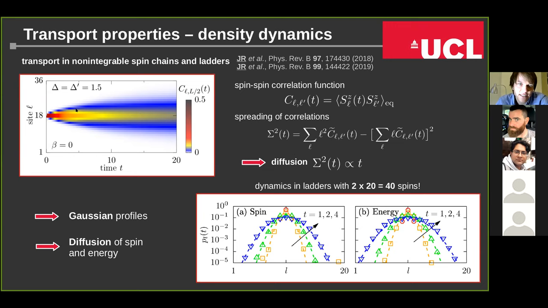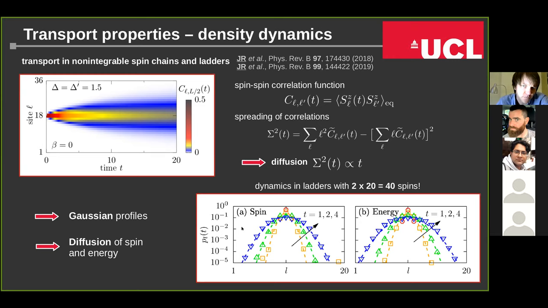Another thing you can do is you don't only look at the spreading of the correlations, but you look at cuts at finite times. And these cuts are shown here. This is for different systems, now for a spin ladder. And you see that for all these times shown, both for spin transport and energy transport, these correlations grow or broaden like Gaussians. And these Gaussian profiles can also be interpreted as a clear indication of normal diffusive transport.